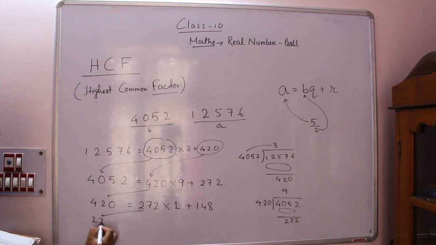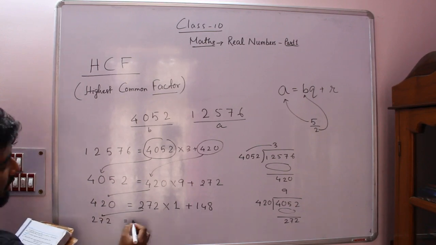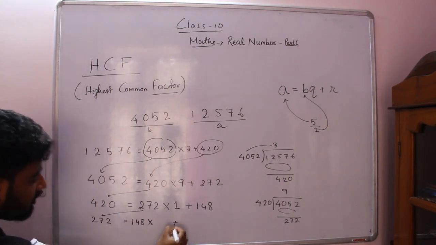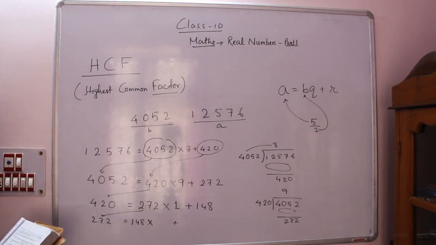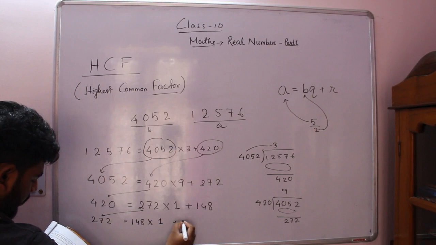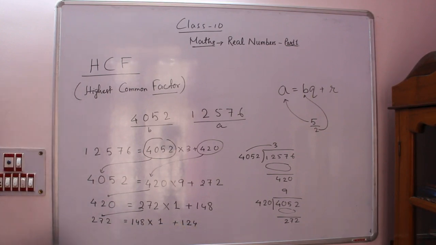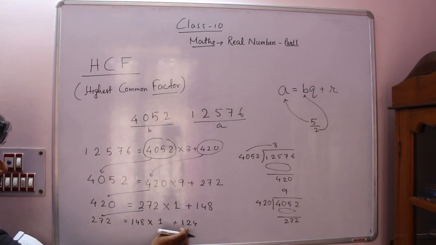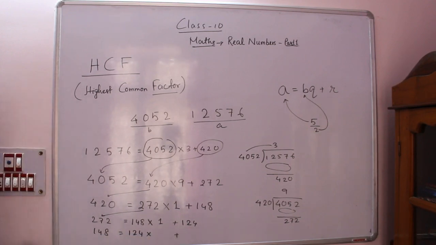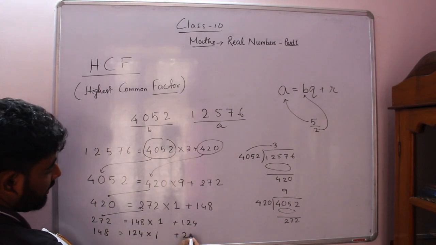So now 272 will come, that has to be written with 148 into something plus something. So into something means what? When you divide with 148, that will go with again 1 and the remainder is 124. Again it is not 0, so again 148 can be written as 124 into something plus something. So into something means what? 124 into 1 again and the remainder is 24.